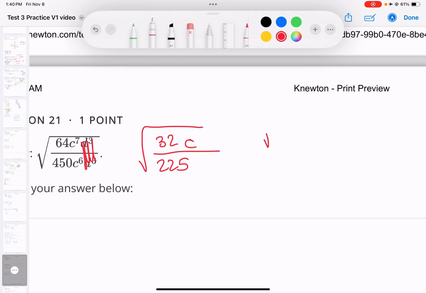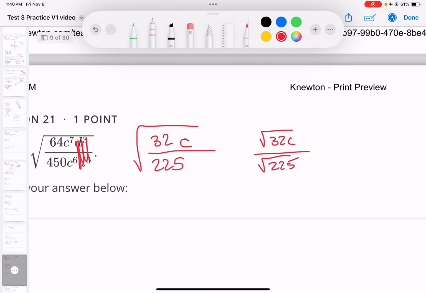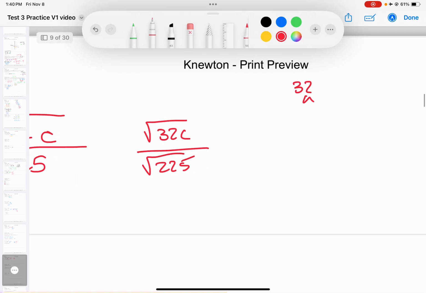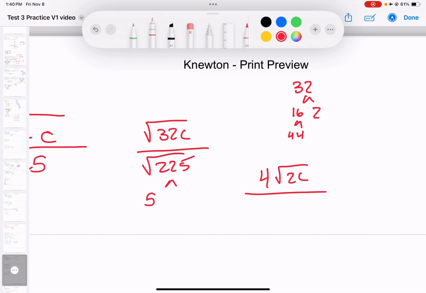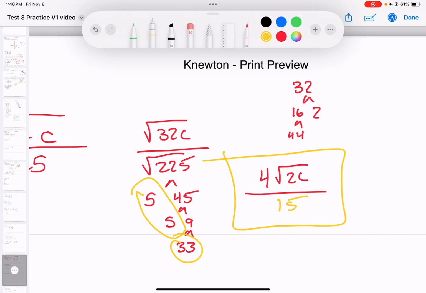Okay, and so we got the square root of 32C over the square root of 225. So if I break 32 up, that's 16 and 2, that's 4 and 4. It's going to give me 4 root 2C over, it's divisible by 5, 225 divided by 5 is 45, which is 5 and 9, 3 and 3. Got my buddies, and so really 225 is a perfect square, and so 5 times 3 is going to give me 15. Get my final answer.